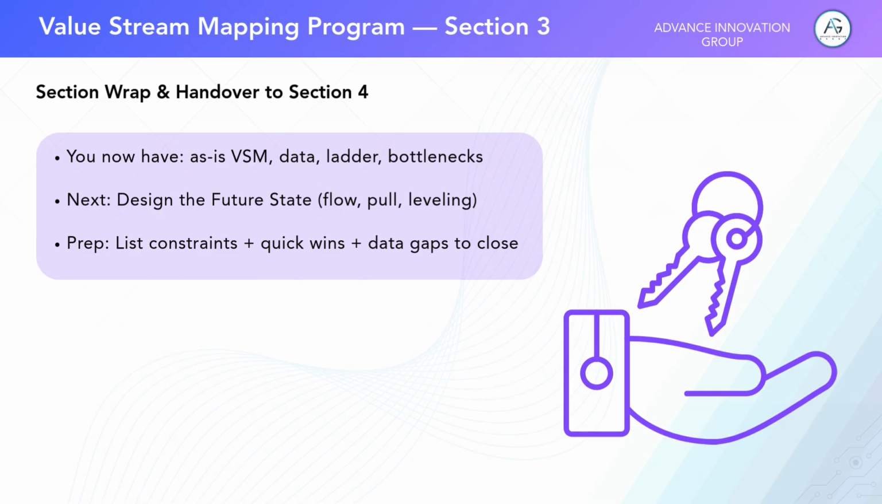Congratulations, you've completed the current state mapping. By now, you have your as-is value stream map, along with the data boxes, lead time ladder, and bottleneck analysis. In the next section, we'll move on to designing the future state map, focusing on flow, pull systems, and leveling. Before that, take a moment to list your constraints, note a few quick wins, and identify any data gaps you still need to close. This preparation ensures a smooth transition into the improvement phase.